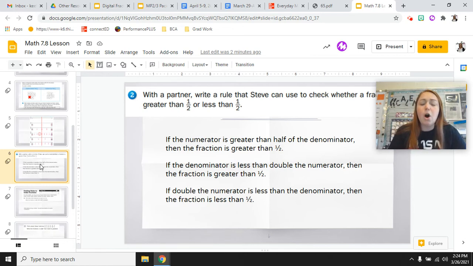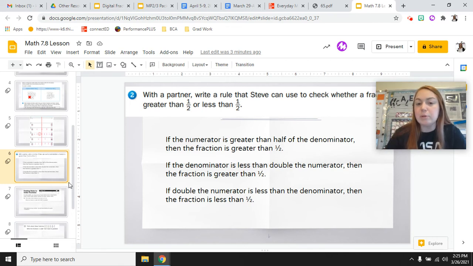But all of these are trying to say the same thing. They're all trying to say when something is greater than 1/2 or when something is less than 1/2. Okay? What you want to point out is that each rule uses the same pattern between the numerator and the denominator. The first one is saying if the numerator is greater than half of the denominator. The second one is saying if the denominator is less than double the numerator. If double the numerator is less than the denominator. So you're all using the same type of technique when trying to solve for those.